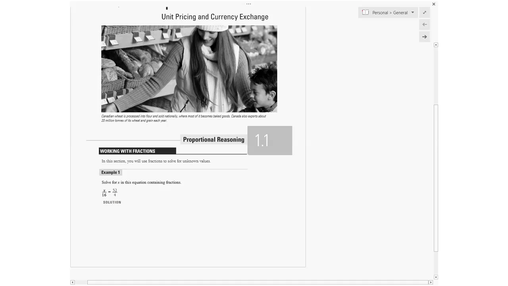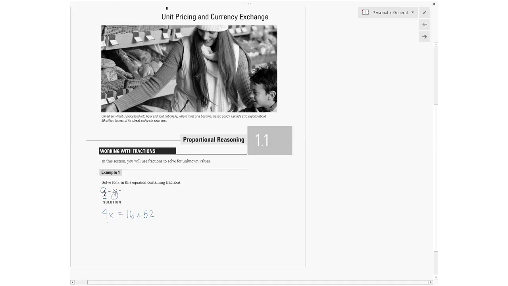Well, we could figure out what 52 divided by 4 is and multiply 16 by that. And essentially that's what we're going to do. But let's learn how to do this in a little bit fewer steps. When we've got a proportion, we can cross multiply, which means I'm going to multiply x by 4 and I'm going to multiply 16 by 52. So x times 4 is just 4x, is equal to 16 times 52.